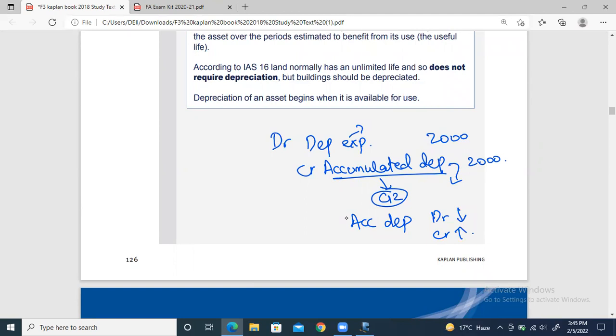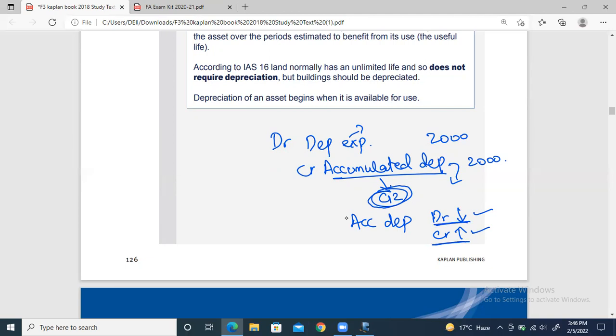And again, this accumulated depreciation, if it is increasing, it shouldn't be a debit. You remember the group two items I told you on day one? Group two items were debit for decrease, credit for increase. Oh, yeah, that's true. So for the credit, it's being increased, and for debit, it's being decreased.